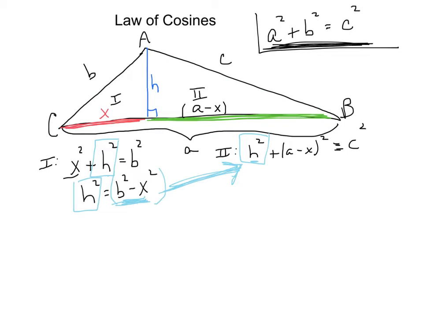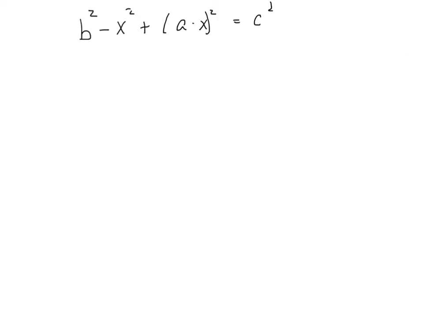A little bit different process than I used on the last derivation, but that's okay. So what's going to happen here then is I'm going to end up with b squared minus x squared, there's my h squared, plus this piece here, which is a minus x quantity squared, equals c squared.